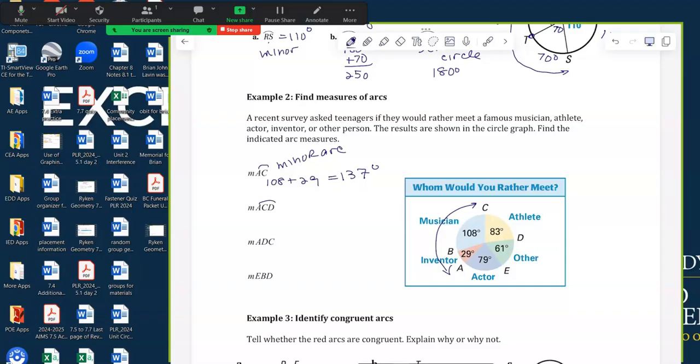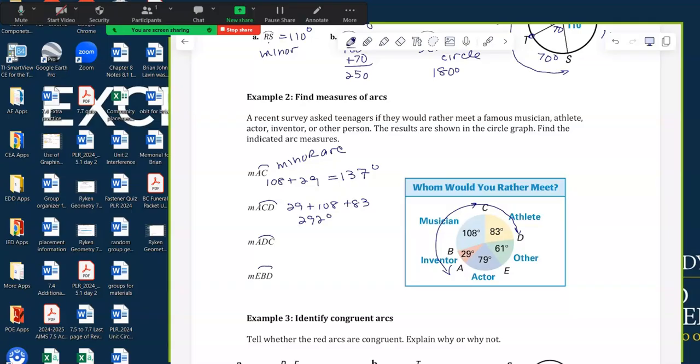Now you have to do this because it didn't convey. Where do you think ACD is going to go? Well, we already have A, here's C, and it's going to go all the way across. So I can add up 29 plus 108 plus 83, and you should be getting 292 degrees.